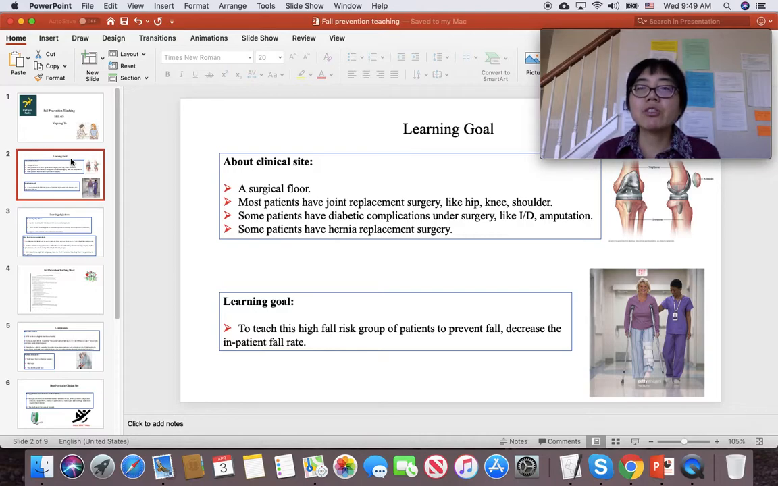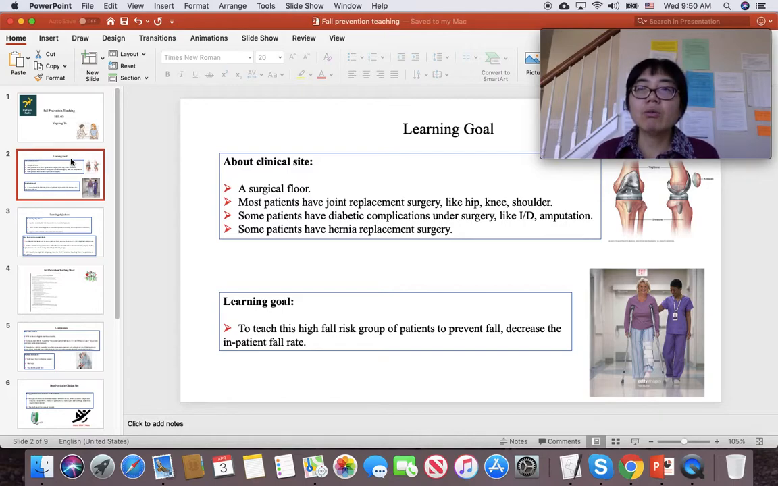A small part of patients, because they have diabetic complications like abscess or osteomyelitis of the feet, need I&D or amputation. A very small part of patients, because they have a ventral hernia, need hernia repair. Some have a thyroid problem and need surgery for the thyroid. That's a very small part of the patients.